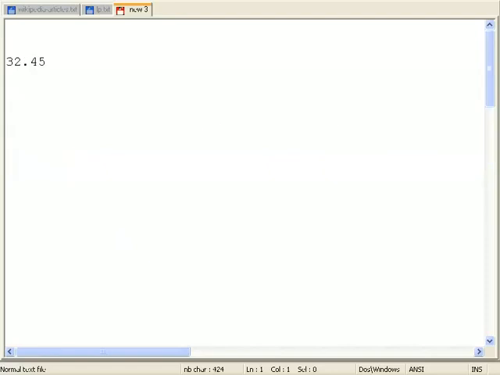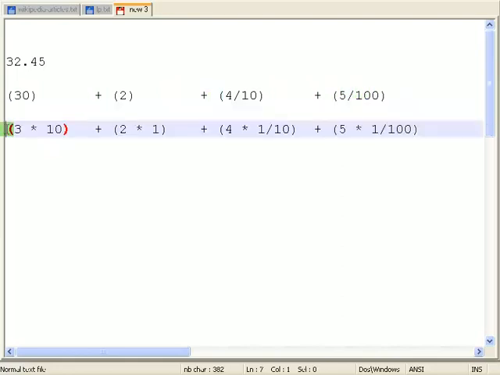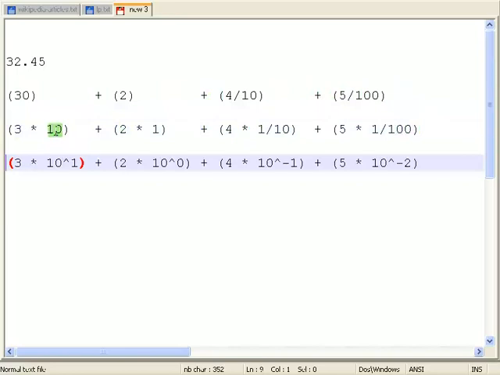Armed with this more mathematical explanation of positional notation, we can now say what happens to the right side of the radix point. So say 32.45. Well, this is equivalent to 30 plus 2 plus 4/10 plus 5/100, which is equivalent to 3 times 10 plus 2 times 1 plus 4 times 1/10 plus 5 times 1/100th. And this is in turn equivalent to, here we just changed 10 to 10 to the first, we changed 1 to 10 to the 0th, 1/10 is equivalent to 10 to the negative 1, and 1 over 100 is equivalent to 10 to the negative 2.